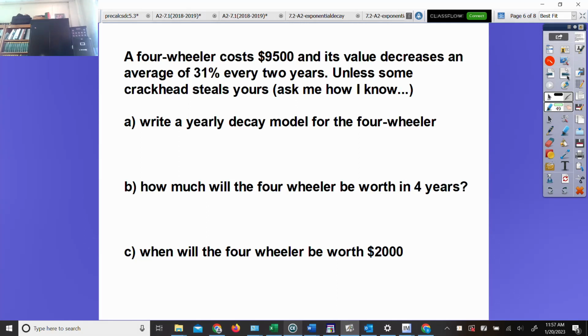A four-wheeler costs $9,500, and its value decreases an average of 31% every 2 years. Write a yearly decay model for the four-wheeler. All right, so let's plug in our little formula. This is the default. You guys know what default means? What you initially think about. Sometimes you modify it just a little bit. A lot of times, it's more than just plugging in P and R. You actually have to modify T in this example. What is the principal or initial value of the four-wheeler? 9,500.